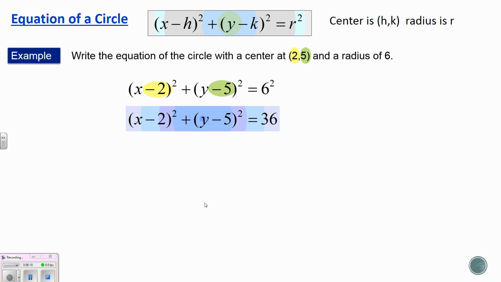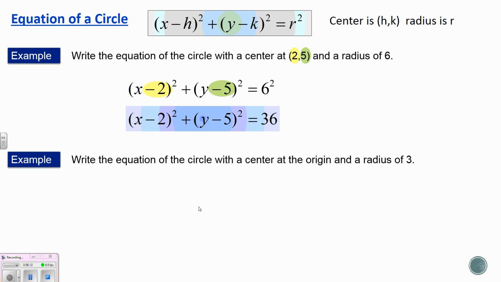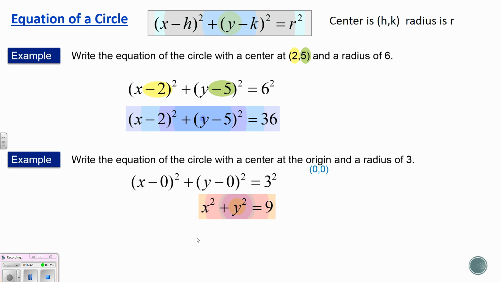Okay, so let's try another one. Write the equation of the circle with the center at the origin and the radius of 3. So if the center is the origin, remember the origin has the coordinate 0, 0. So that means h is 0 and k is 0. So when we go to plug that in, x minus 0 squared, and then y minus 0 squared, and then 3 squared. Well, the thing is that we don't typically write x minus 0 or y minus 0. We clean that up a bit, and we just call it x squared plus y squared equals 9.